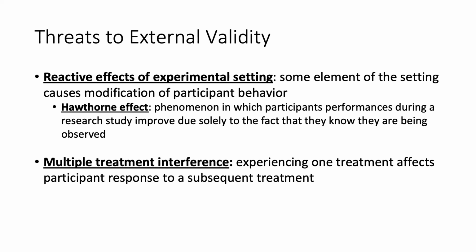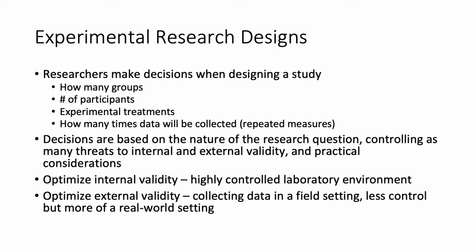When designing a study, researchers make decisions about things such as how many groups are needed, the number of participants, what experimental treatments will be given, and how many times data will be collected, which is often referred to as repeated measures. These decisions are based on the nature of the research question, controlling as many threats to internal and external validity as possible, which we just mentioned, and also some practical considerations such as the time invested and the cost of data collection, such as can you travel to certain events if you need to collect data, or equipment costs such as ultrasound gel if you're trying to look at muscle thickness.